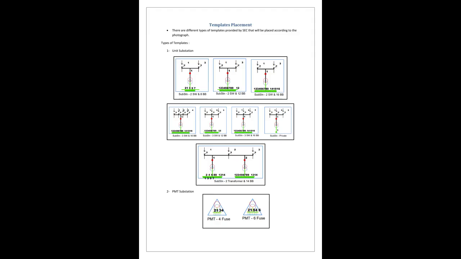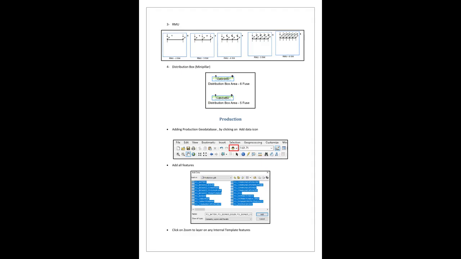Templates placement. There are different types of templates provided by SEC that will be placed according to the photograph. Types of templates: 1. Unit substation. 2. PMT substation. 3. RMU. 4. Distribution box, mini pillar.